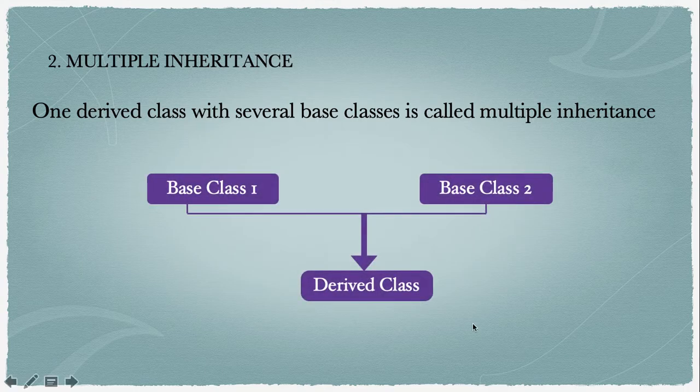That means there is only one derived class, but it is accessing the properties from more than one base class. That means here in this example, the derived class can access the properties from base class 1 and base class 2. This type of inheritance we call multiple inheritance.